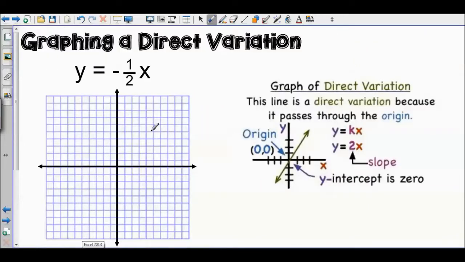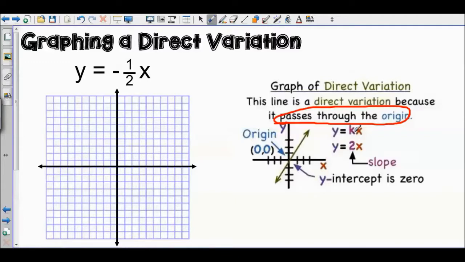For graphing a direct variation, here is my equation, y equals negative 1/2 x. Now keep this in mind: the graph of a direct variation, this line is a direct variation because it passes through the origin. Here's an example of another one. This is the graph for y equals 2x. It's always going to pass through the origin. That is huge. That's because it does not have that constant, which would make the graph shift up or shift down.